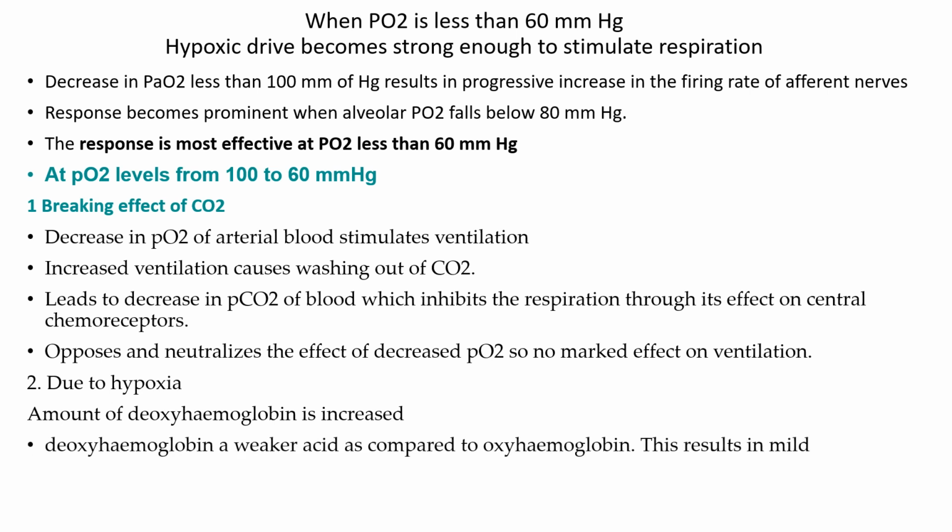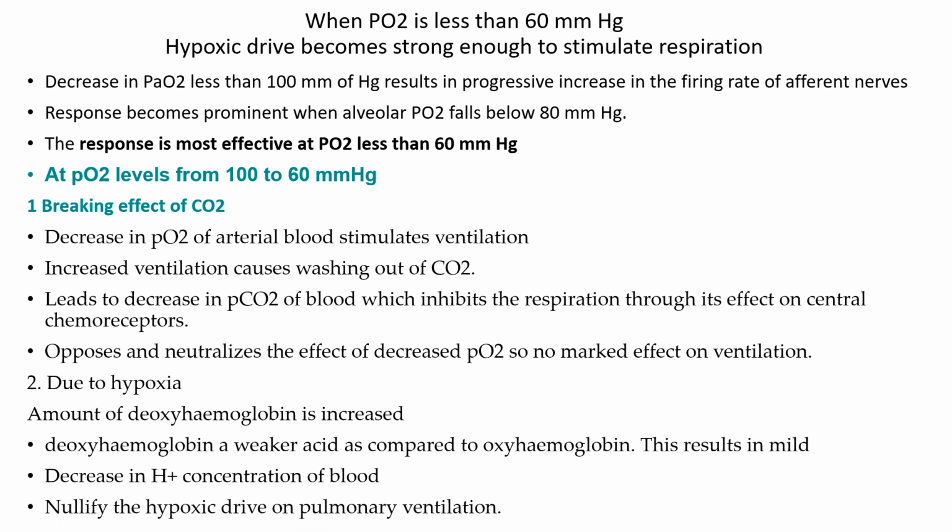As we know, deoxyhemoglobin is a weaker acid compared to oxyhemoglobin. This means when the hemoglobin is bound with oxygen, it is a much stronger acid than deoxyhemoglobin. So as a result, there is a decrease in H plus ion. As this H plus ion decreases, this nullifies the hypoxic drive of the ventilation, because the decrease in H plus concentration is not going to stimulate respiration again. So unless it becomes below 60 millimeter of Hg, the response is not effective so much.